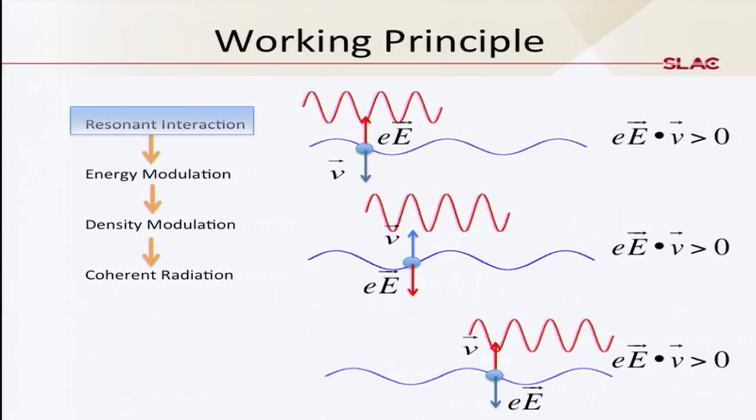Now, back to our FEL. I think now we have all the ingredients you need to understand FEL physics. The first ingredient is resonant interaction. Your electrons are exchanging energy continuously with the radiation field, either with a positive or negative sign. That leads to an energy modulation.